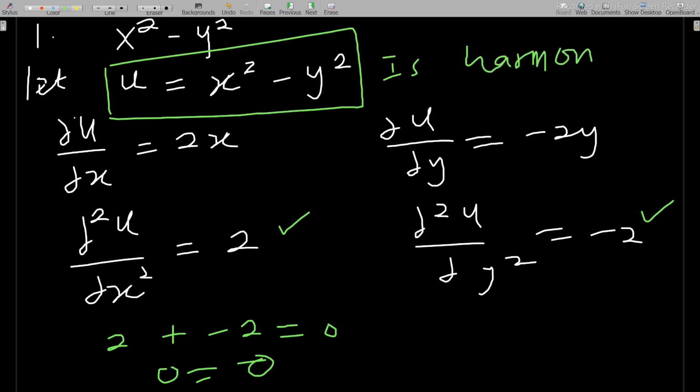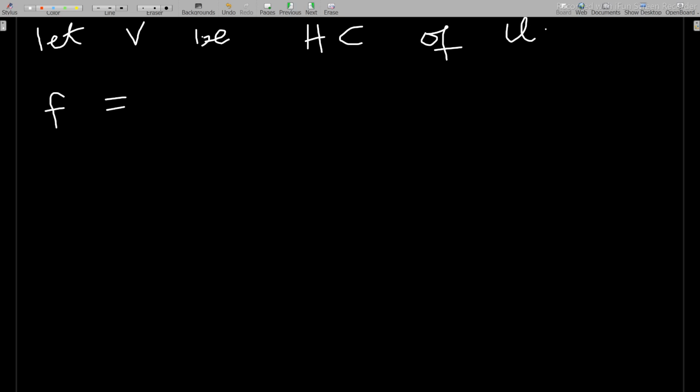Now if it is harmonic, let v be the harmonic conjugate, HC for short, of u. Then we can say that a function f, which is equal to u plus iv, will be analytic.